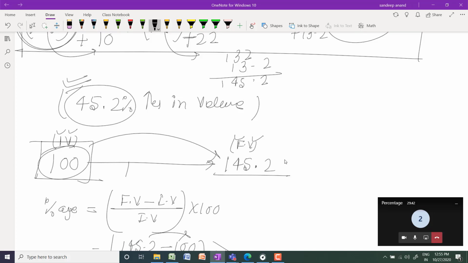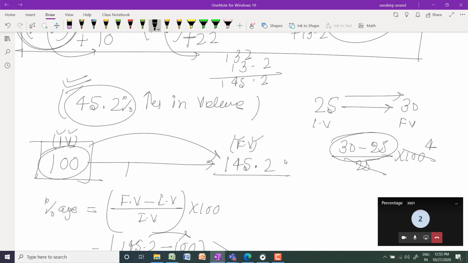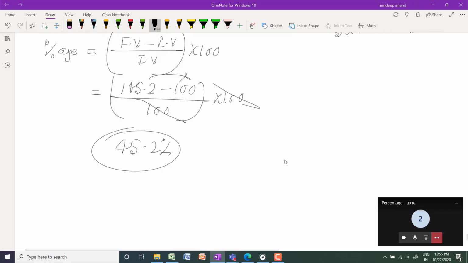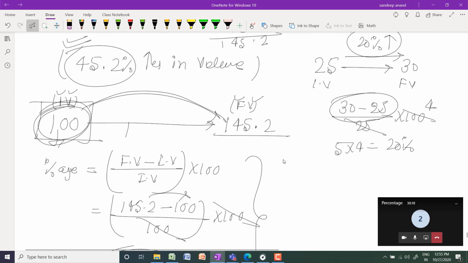Otherwise, suppose 25 is your initial value and 30 is your final value. In this case, simple subtraction does not give you the exact result. You need to calculate final value 30 minus initial value 25, divided by initial 25, into 100. So 25 fours, and this difference gives 5 into 4, which means 20%. So here my change is a 20% increase. But since the base is 100, you need not worry about all such calculation. You simply subtract and get the answer directly. Yes or no? Okay, sir.